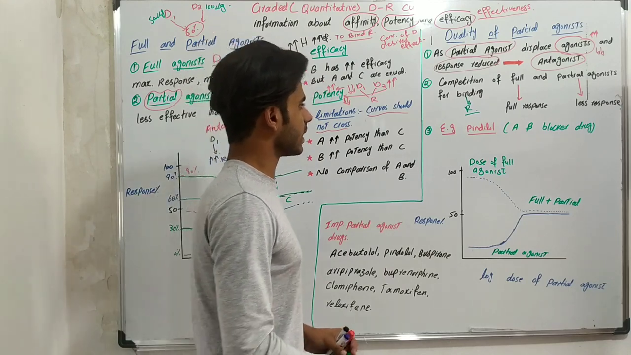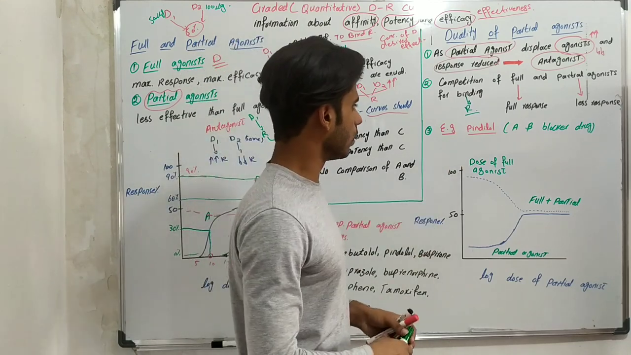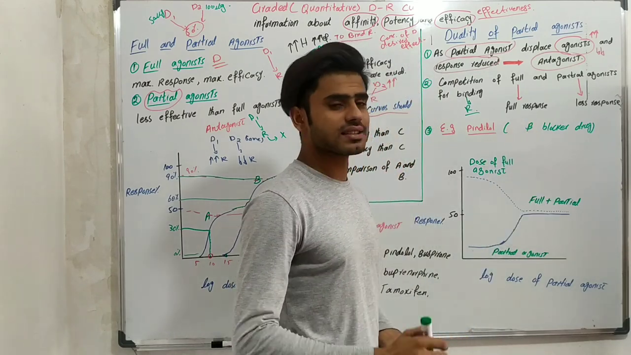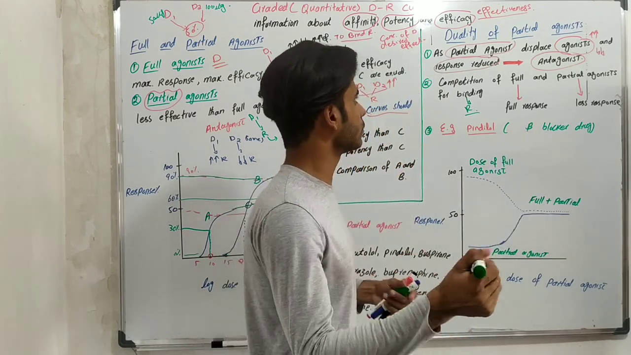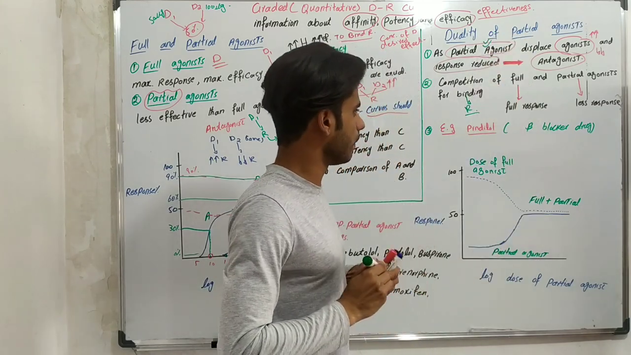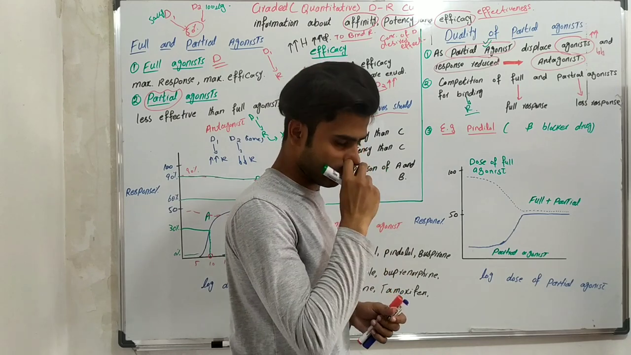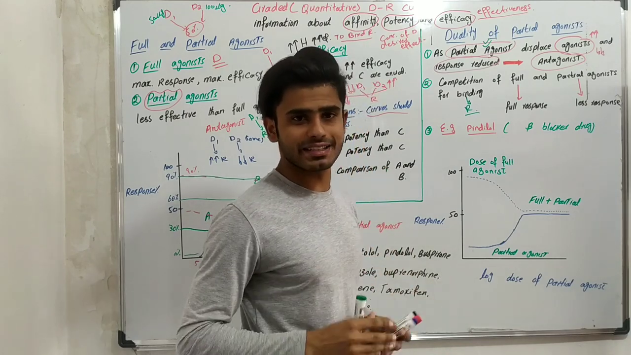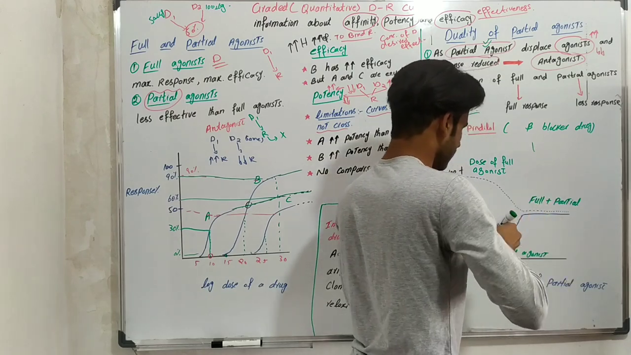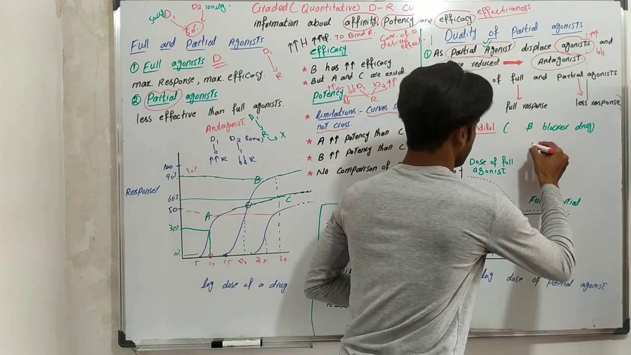So now I would like to give an example here. The example of pindolol. Pindolol is a beta blocker drug. This is not only a beta blocker drug, but also acts as a partial agonist. Pindolol is a beta blocker, meaning it will go and block the beta receptors on the heart.